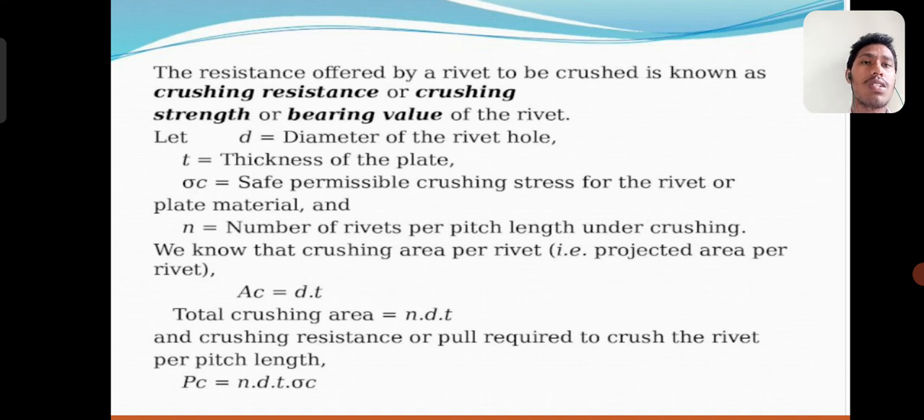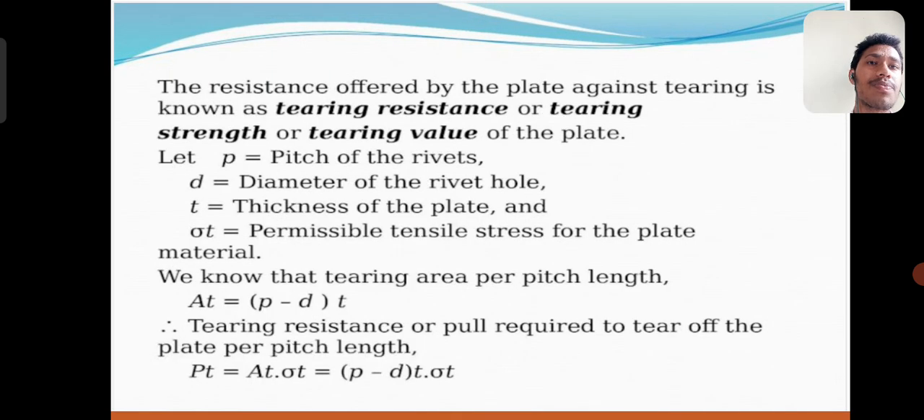This is about the crushing resistance or bearing value. Overall, the crushing resistance, or pull required to crush, is n into d into t into sigma c, where n is the number of rivets, d is the diameter of the rivet hole, t is the thickness of the plate, and sigma c is the permissible crushing stress for the rivet or plate material.